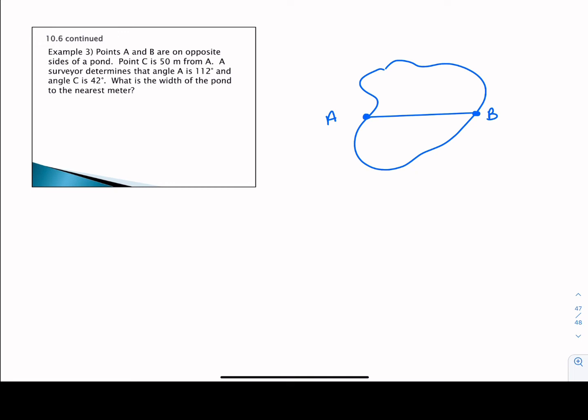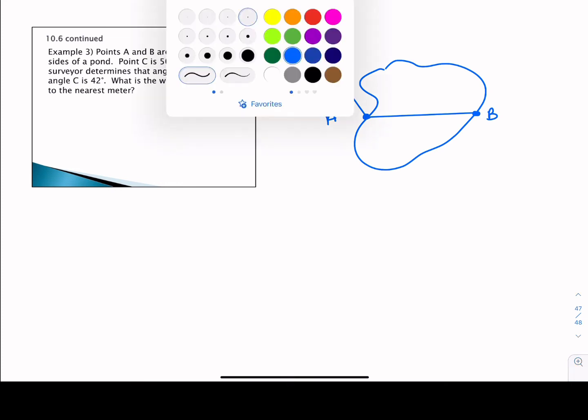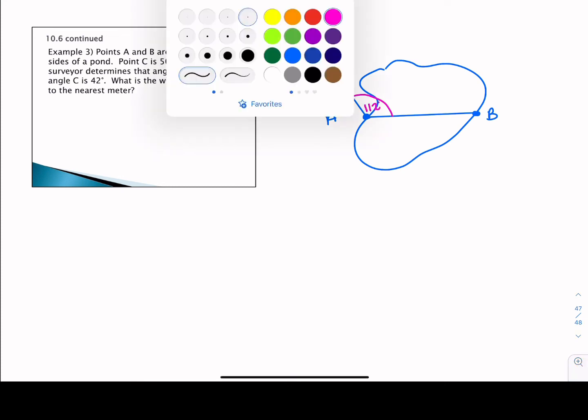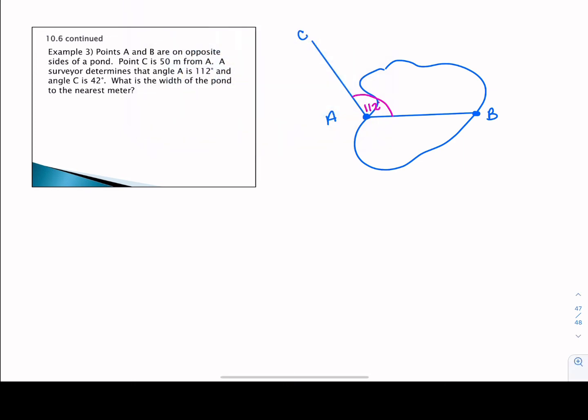A surveyor determines that the angle measured for A is actually 112 degrees. So what you need to do is actually make an obtuse angle for angle A. So if I make an obtuse angle for angle A, it puts me sort of outside of that pond, because again, the surveyor is measuring that angle for us. So let me highlight in pink. The surveyor is telling us that angle A is measuring 112 degrees. So we know that point C is sitting somewhere outside of the pond, in this case, the way I've drawn it, and we also know that point C is actually 50 meters from point A.